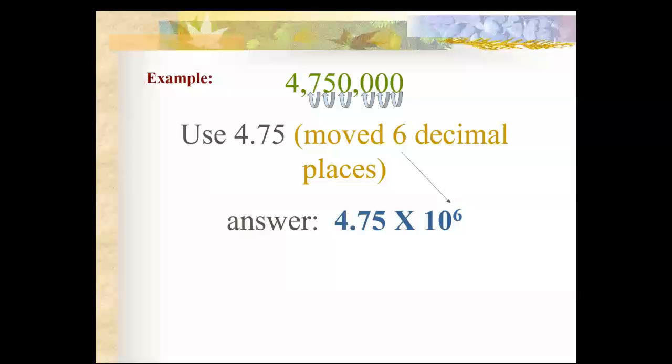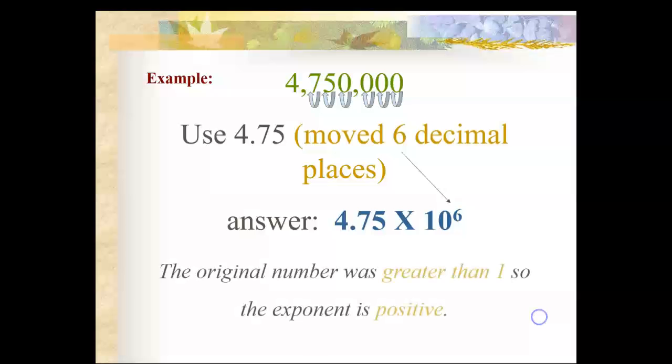For example, you see 4,750,000, and you noticed that I counted the original decimal point right at the right end of the number, and I moved it 1, 2, 3, 4, 5, 6 places to the left to get 4.75. So if you moved it 6 decimal places to the left, the answer must be 4.75 times 10 to the 6th. And the original number was greater than 1, so the exponent on this scientific notation number has to be a positive number. 10 to the 6th is a million. So you've got 4.75 millions.